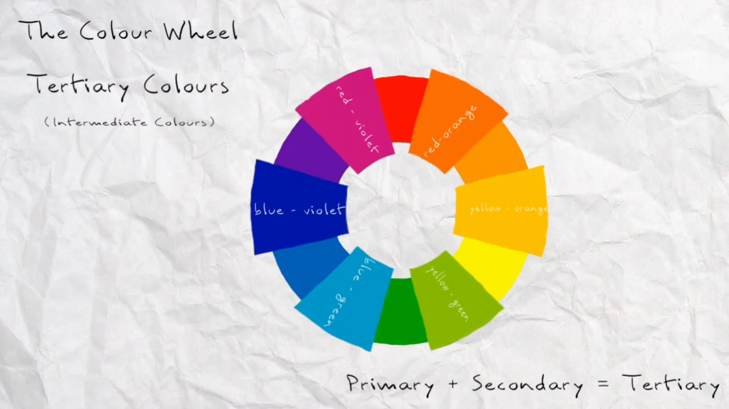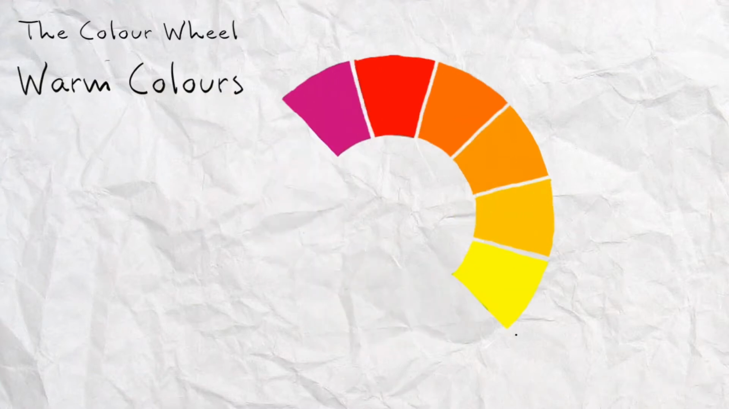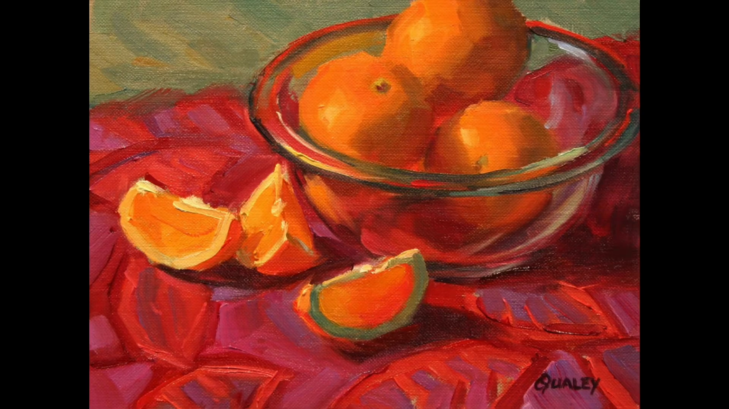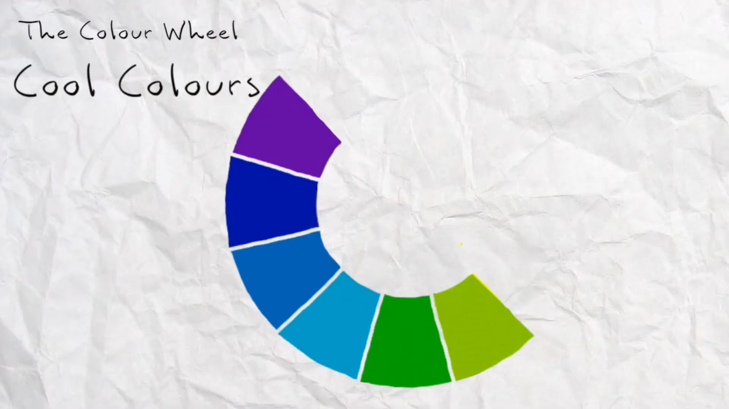Colors are also divided into families, like warm colors. They're the reds, the oranges, the yellows that make you think of fall or fire. This picture here really illustrates a beautiful use of warm colors.